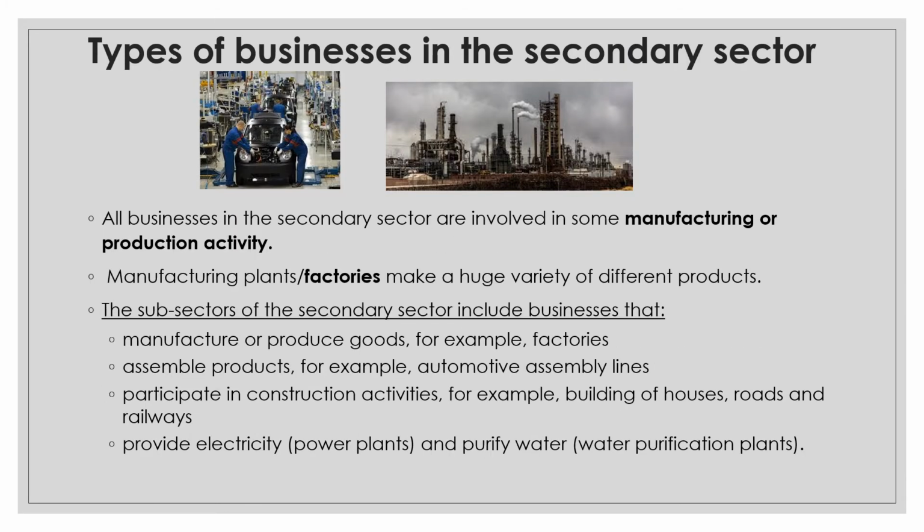So what are the types of businesses in the secondary sector? All businesses in the secondary sector are involved in some manufacturing or production activity. So it's basically factories. The subsectors of the secondary sector include businesses that manufacture or produce goods, for example, factories. Secondly, assemble products, for example, automotive assembly lines. Participate in construction activities, for example, building houses, roads and railways. And then also the power plants that provide electricity to us, and even water purification plants. They all form part of the secondary sector.